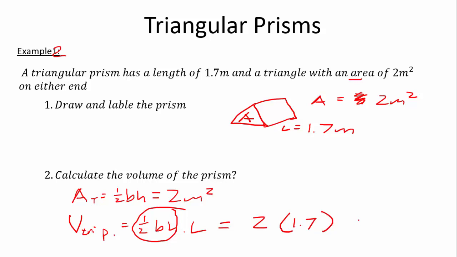And what is that equal to? 2 times 1.7. 2 times 1 is 2. 2 times 0.7 is 1.4. So 2 plus 1.4 is 3.4. Is that it? No, meters cubed. And that is our answer right there.